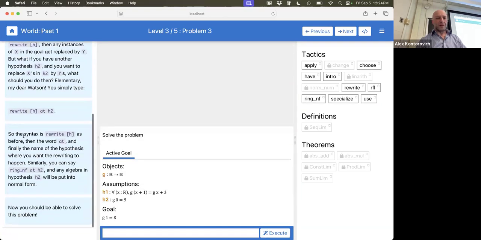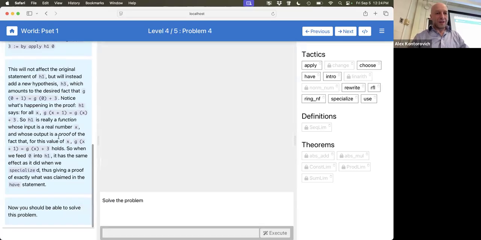Problem 3 teaches you that you can rewrite. We learned about rewriting. You can rewrite at the goal. You can also rewrite at a hypothesis. Okay, so that's another bit of notation that will be useful.